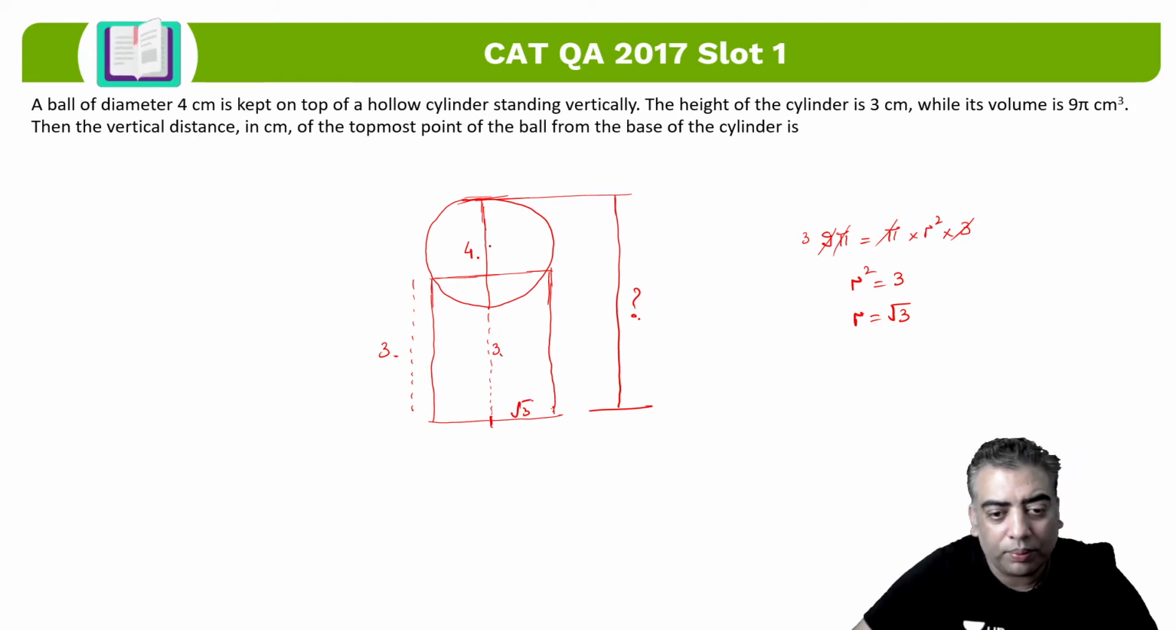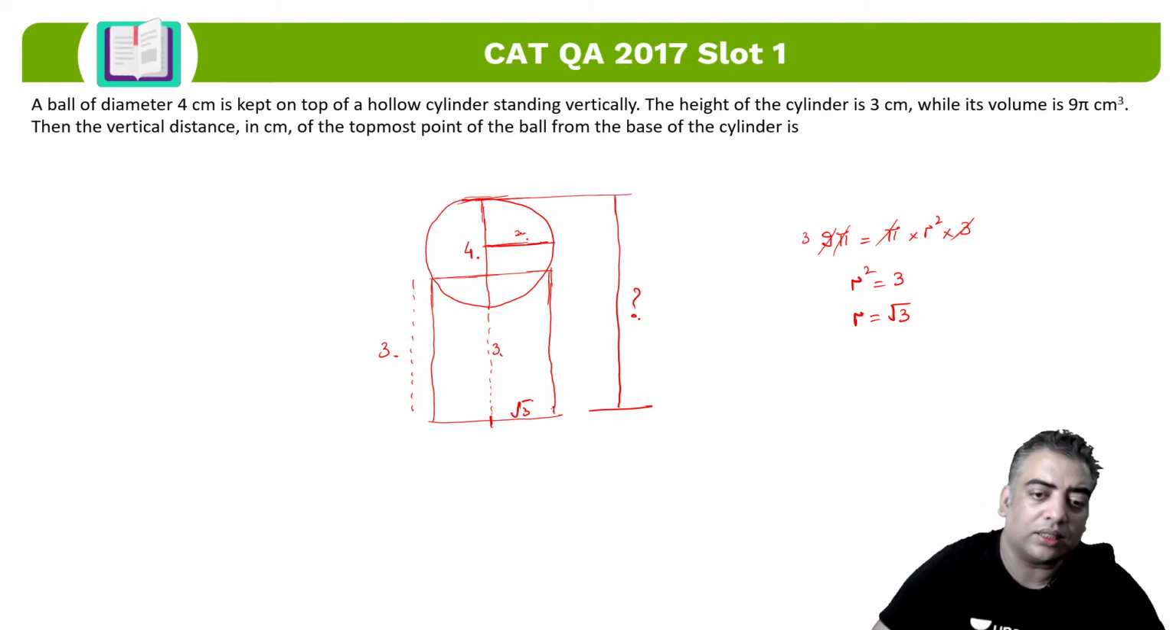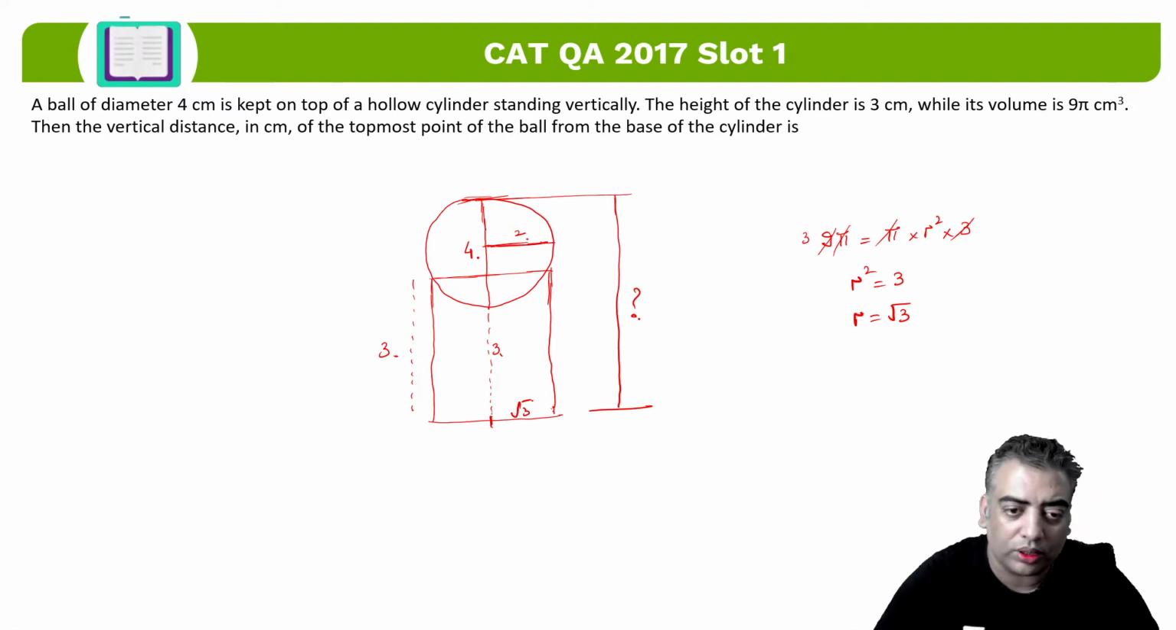So a radius of the cylinder is root 3, and radius of the ball is 2, which is more than root 3. So it gives us a very clear-cut picture that this is how the ball is placed on the top of the cylinder, right? Now we just need to do a very small calculation of how far above this point is from the top of the cylinder. This is nothing but radius of the ball, which is 2. This is radius of the cylinder, which is root 3.